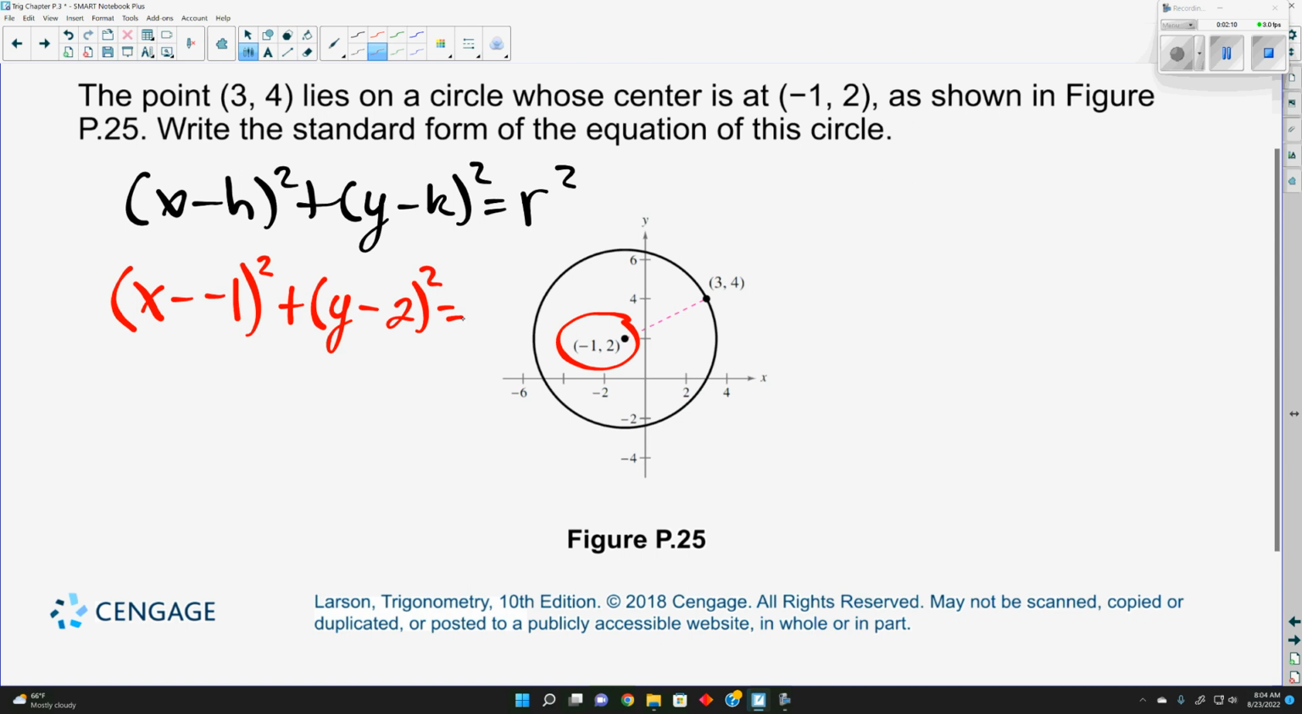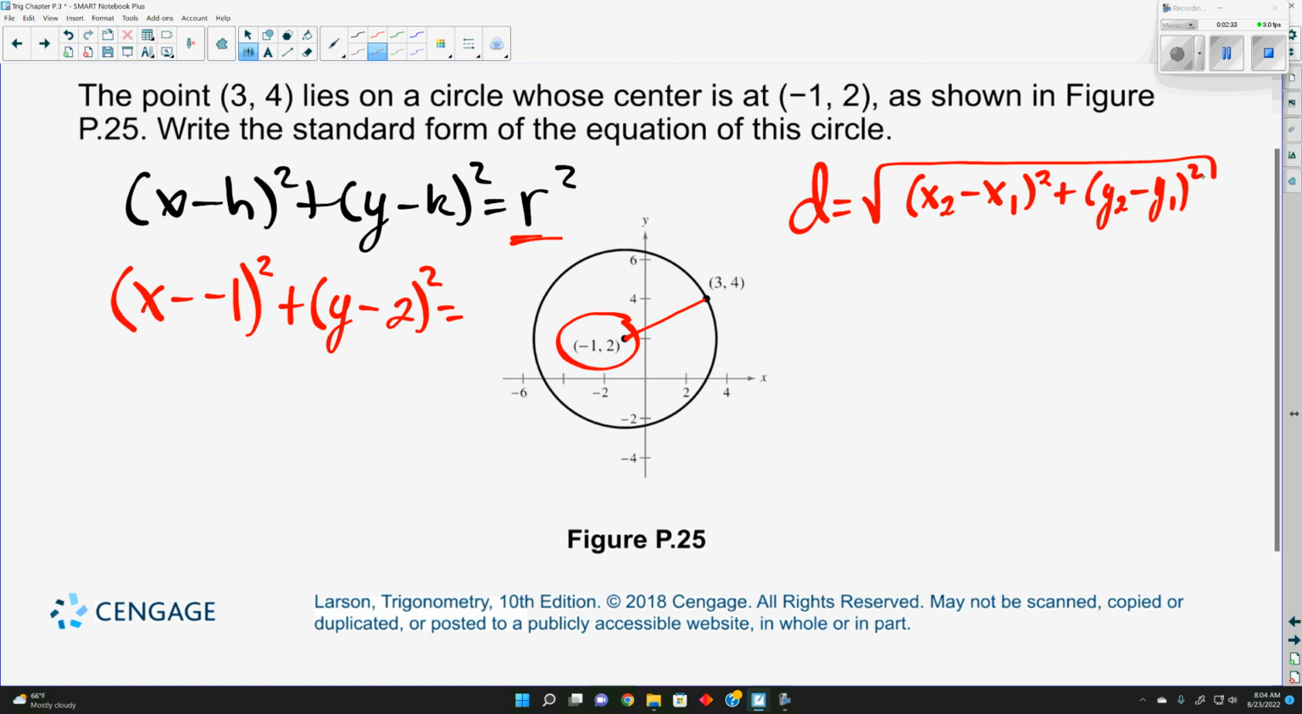Now the only other thing we need is the radius, which is just going to be this distance here. So we can use the distance formula, which is x2 minus x1 squared plus y2 minus y1 squared. We can use the distance formula to find this length and go from there.